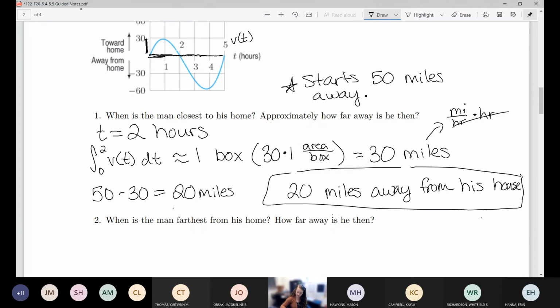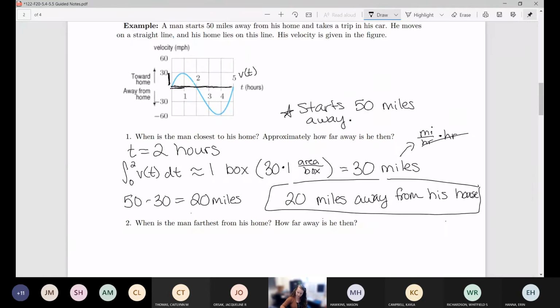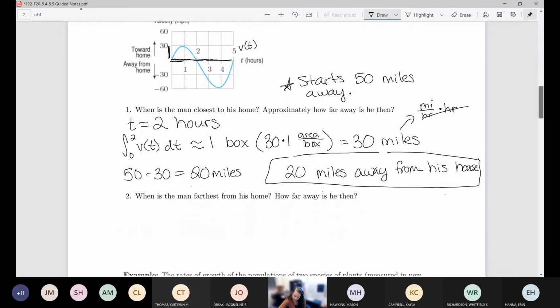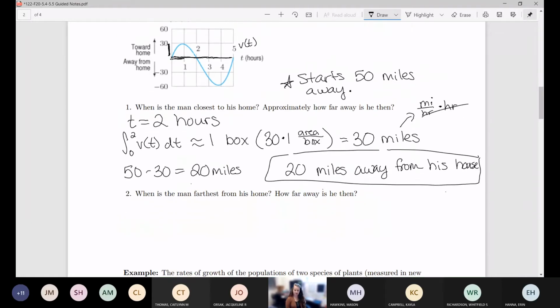So let me try to keep as much in here as possible. Let me try to zoom out a little bit. Now we want to know, when is the man farthest from his house and how far away from his house is he then? There's kind of two options here. If you're thinking about it super generically, maybe he started the farthest away from his house. So we're going to keep that 50 in our back pockets and try to compare it to a possible other answer. But if we look at this, he traveled towards home for the first 2 hours, but then he turns around and starts traveling away from home.